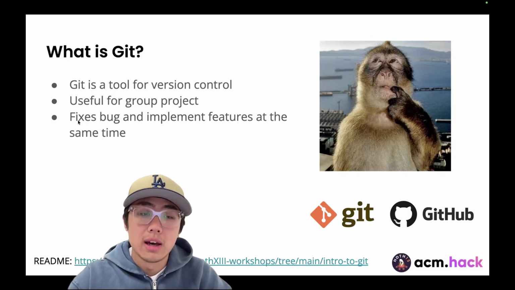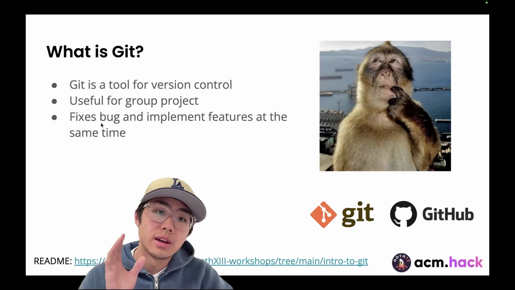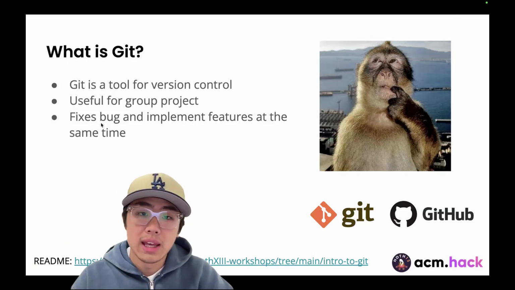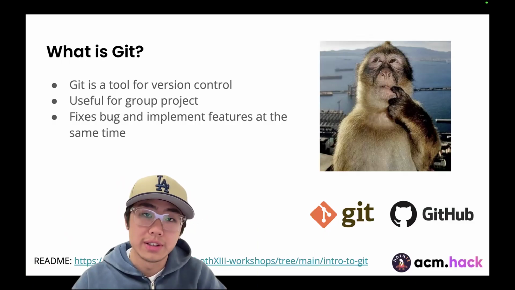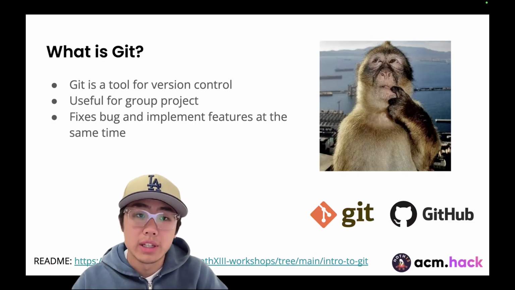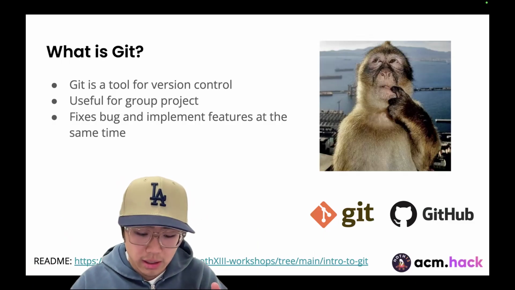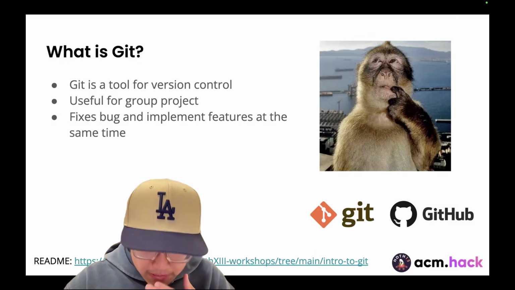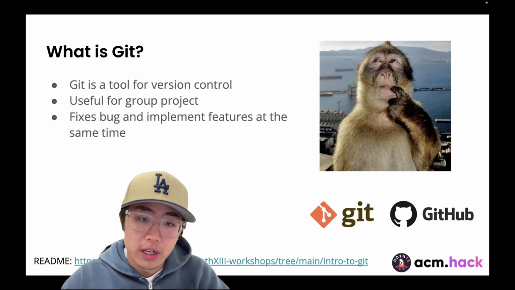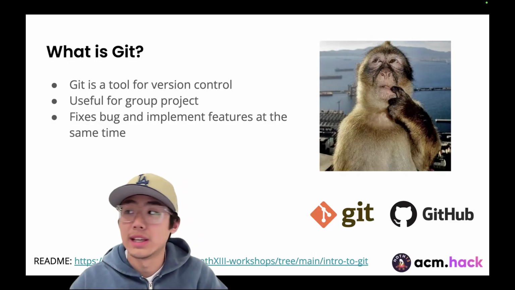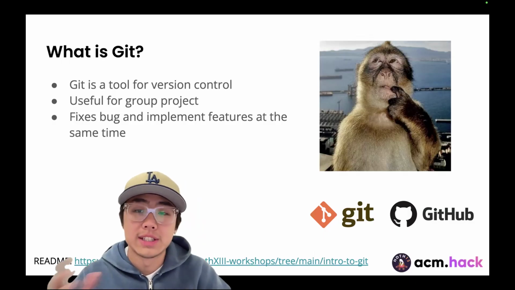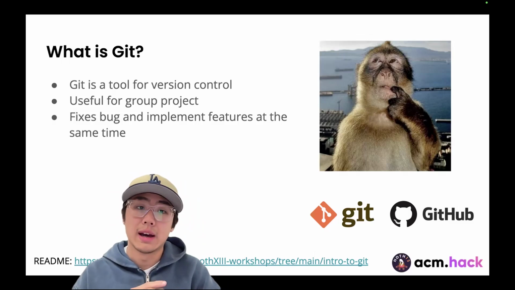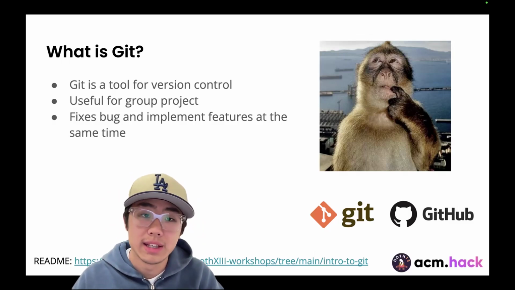Another good thing about Git is you can fix a bug and implement a feature at the same time without conflicting with each other. And that's something about branching that we're going to talk about in a bit. And it's super helpful with group projects because say Bobby added a button, but I didn't know about it. But I can check the Git history and then I can see exactly why he did it and what he did.